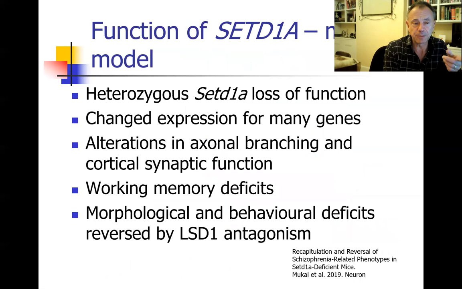And this finding allowed people to build a mouse model. This is just from last year, showing what you do. You knock out one of the SETD1As in the mouse, and then you look to see what happens. You can see expression change in a bunch of genes. You can see that the neuronal axonal development changes. You can see that synapses are different in the mouse brain. You can see that the mouse has deficits in its working memory, and some behavioral differences. And also you can put in a methylase antagonist, I think it is, and try to reverse the effect.